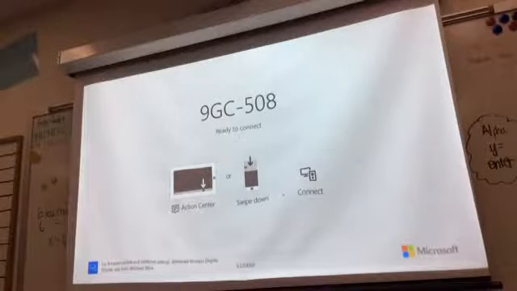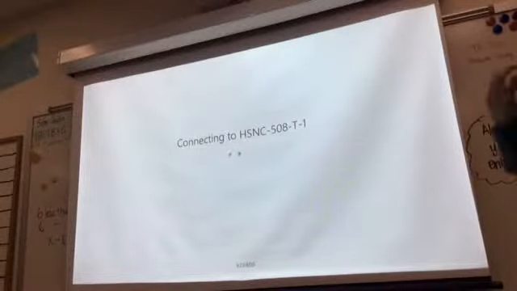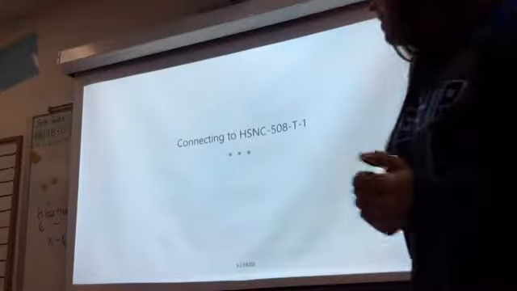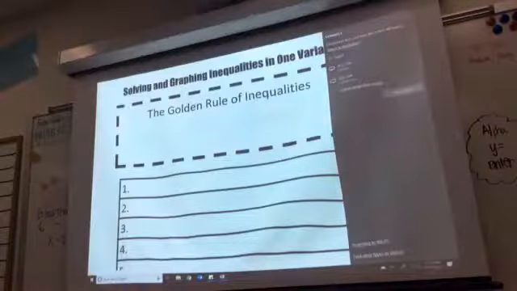Okay, so we are going to get started on 1.6 notes, but we have kind of like a prequel to it, something that we have to do before we can start our notes, and it's called the golden rule, okay? The golden rule of inequalities.